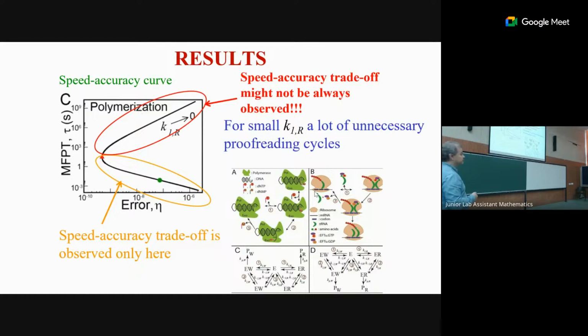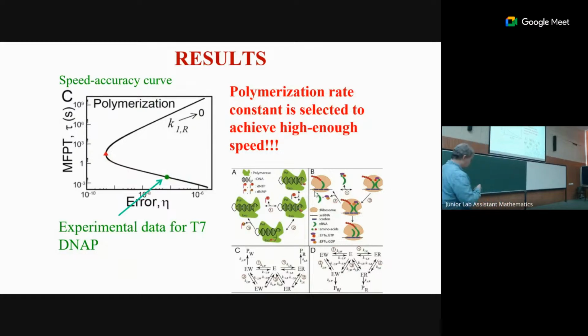But surprisingly, there is a range of parameters where it doesn't work. There is a range of parameters where there is no speed accuracy trade-off. You want to be more precise and you can do things faster. The green point corresponds to experimental data. So for this system, experimental data are on this branch. But the important first conclusion is that the speed accuracy trade-off is not necessarily always observed. You can change other rates and the situation is similar.